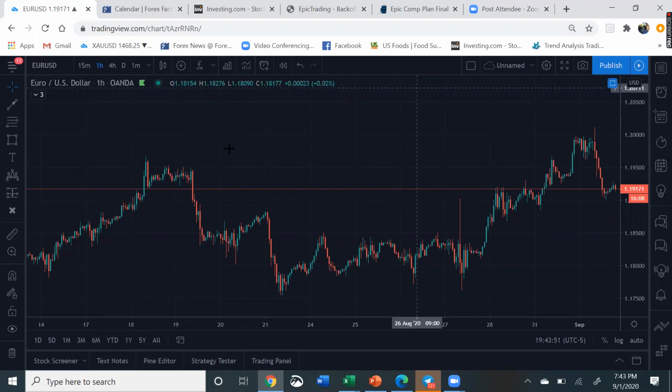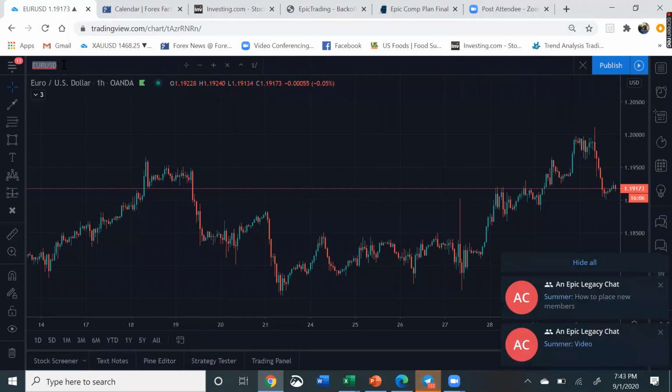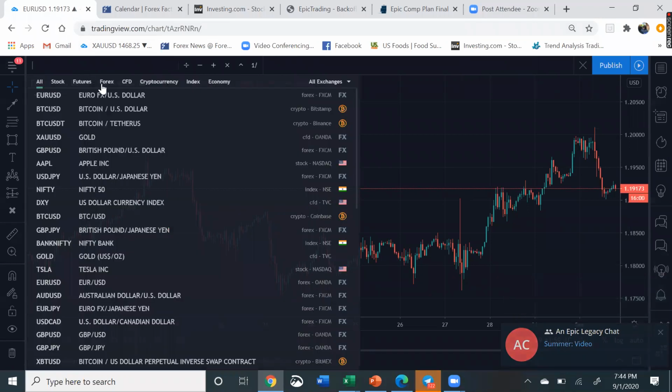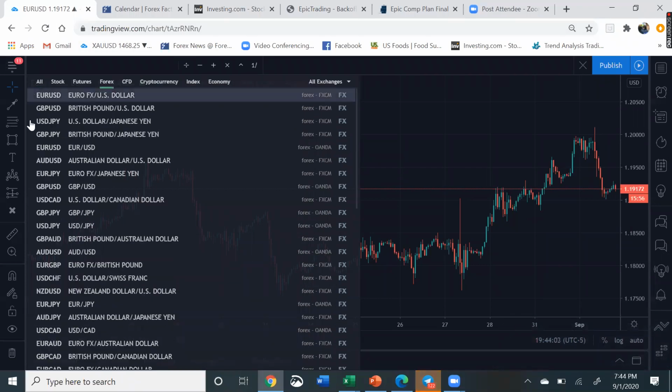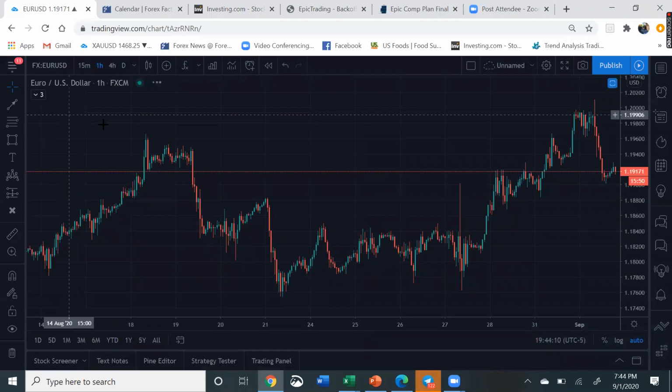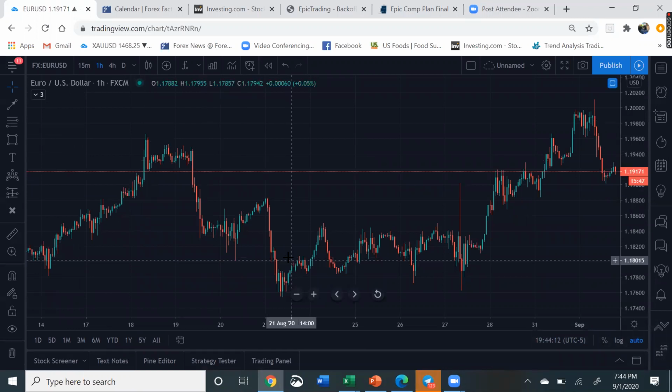In order for you to type in a pair, you just click here, and you can type the pair, or you can backspace this and go here where it says Forex. Click on Forex and you can pick any of the pairs, right? I want you to use EURUSD for this homework assignment, okay? We're just gonna keep it right there, all right?